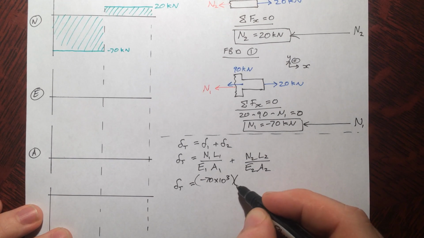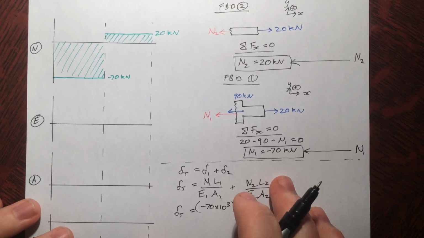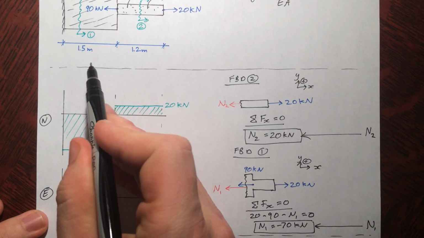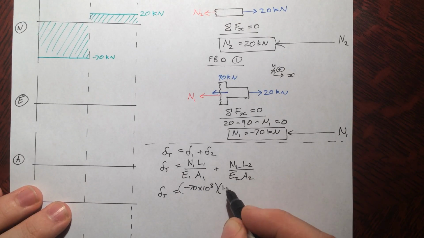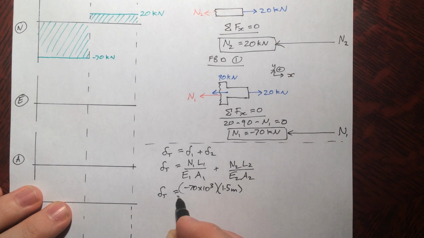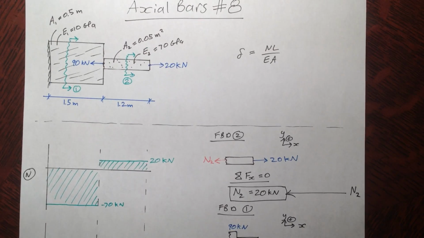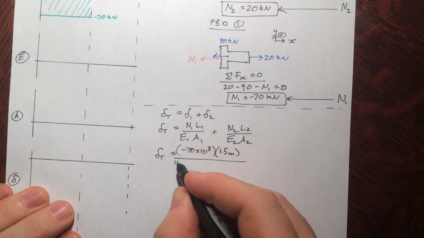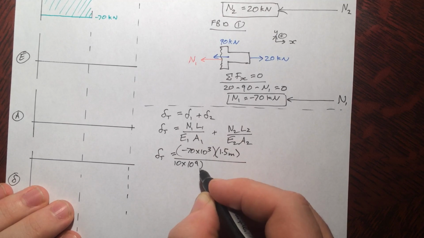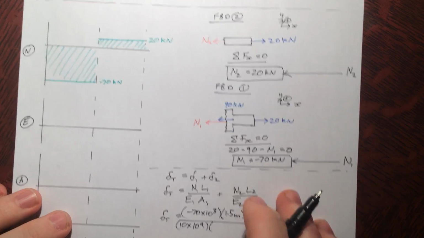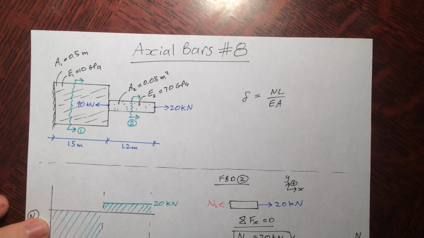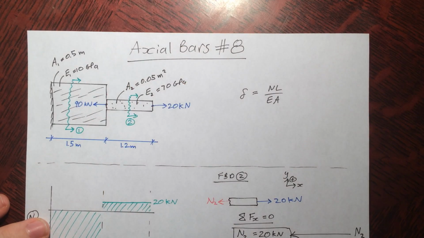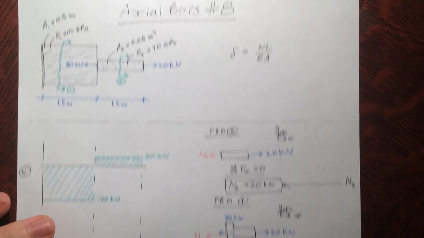The length of the first piece, 1.5 meters. All right. The E of the first piece, 10 GPa. So that looks like wood. 10 times 10 to the 9. That was the area of the first piece. And it's really nice, this question. It gave us the area instead of just a diameter. 0.5.